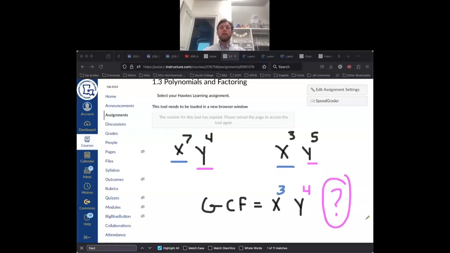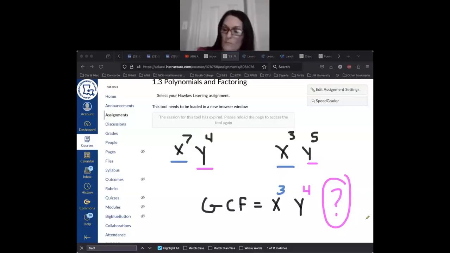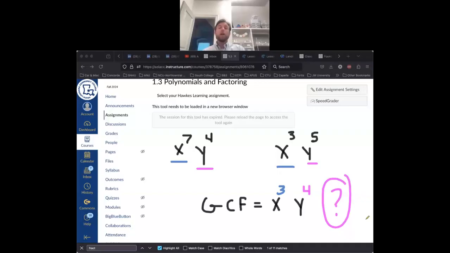So when you're finding the GCF of numbers, you're looking for the largest number that goes into both. You can do prime factorization to help you out. When you're doing GCF of variables, you see what variables appear in both, and you choose the smaller exponent of those common variables.